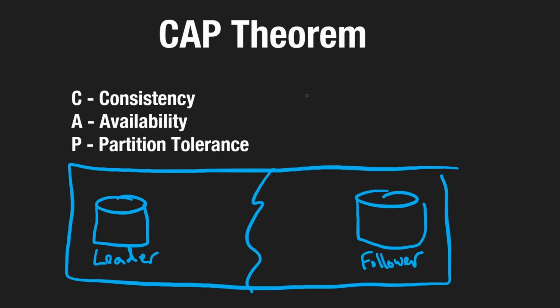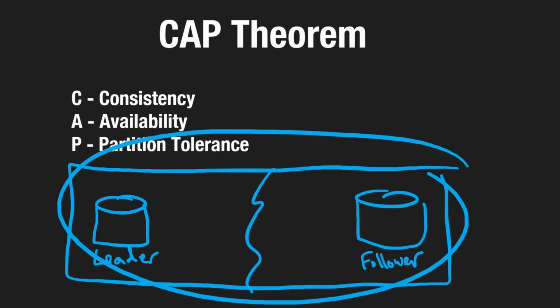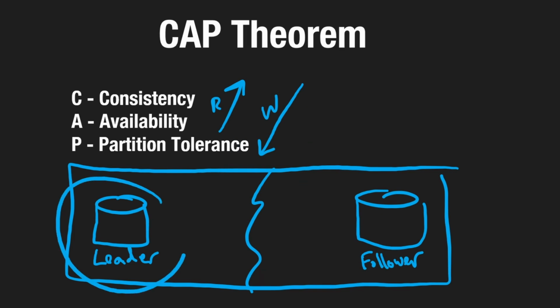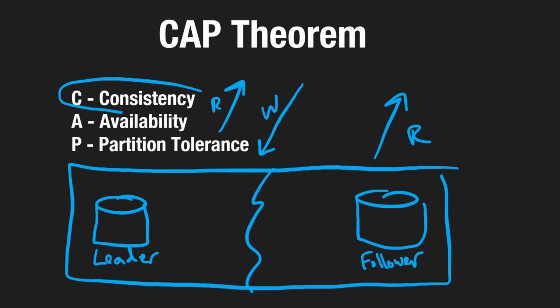So if somebody writes data to the leader database while our system is partitioned, and then somebody reads from the leader database, then they will get the most up-to-date data. But while our network is partitioned, none of the data from the leader will be written to the replica. So if somebody reads from the replica, they will not get the most up-to-date data. So this is an example where we do not have consistency. Every read does not get the most up-to-date write.